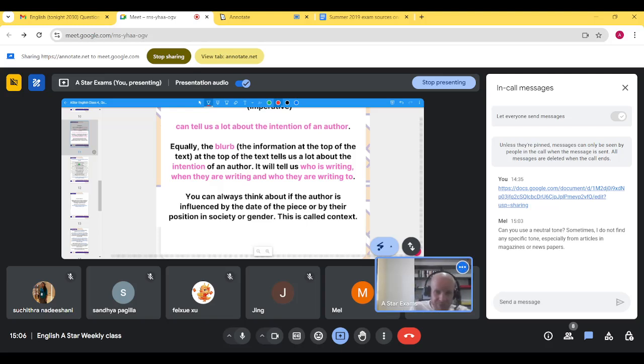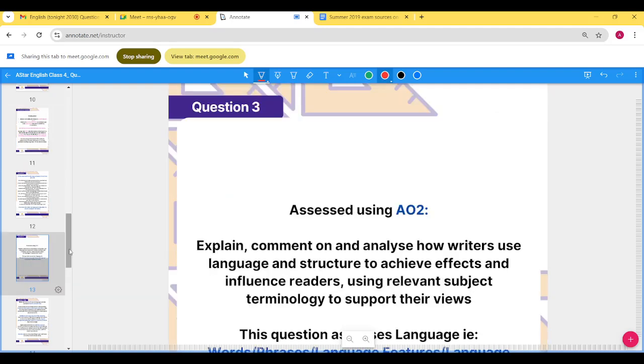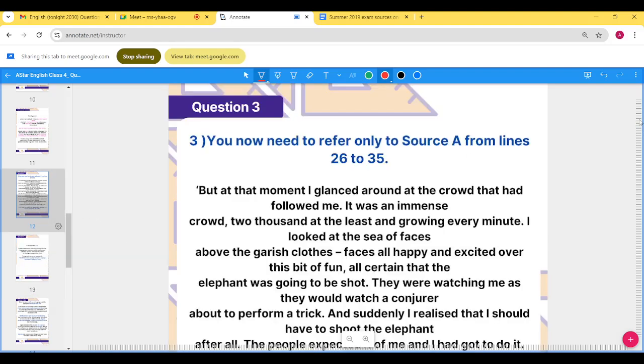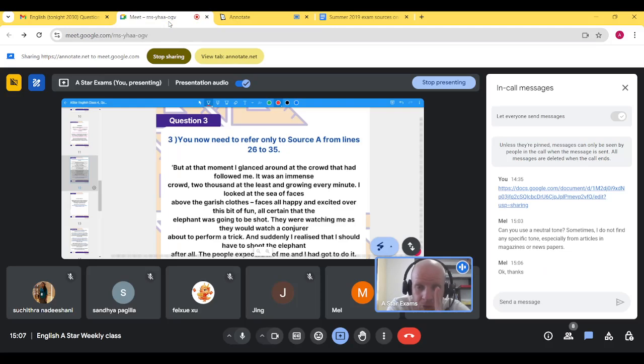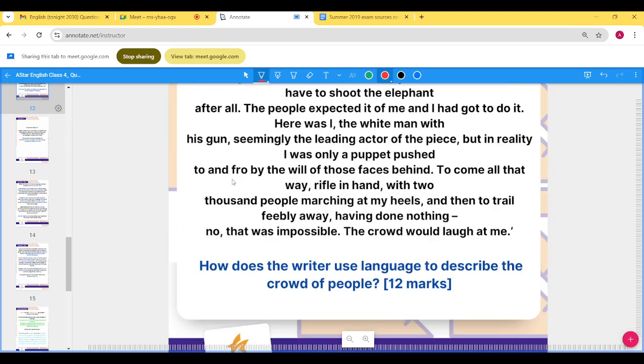Okay. We're going to move on now and have a look at the specifics of question number 3. We're going to skip a page just to show. Well, actually, sorry, the question's at the bottom here and at the top. So we've got, you now need to refer only to source A from lines 26 to 35. So question 3 of the exam will always only focus on one of the sources, always, and it's always just going to focus on a paragraph. So we'll focus on a small amount of one source, and in a way that will make it easier because you're kept to an easier area. It's easier to find quotations for that region. You know where to look.